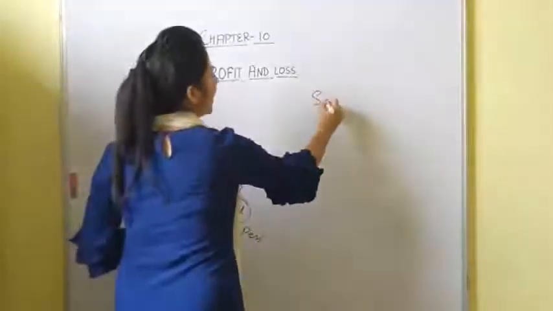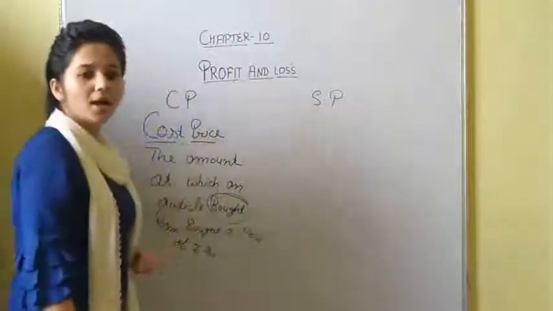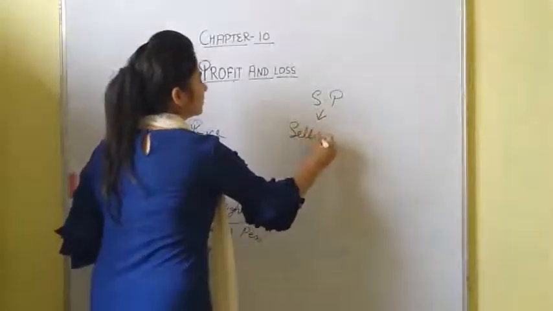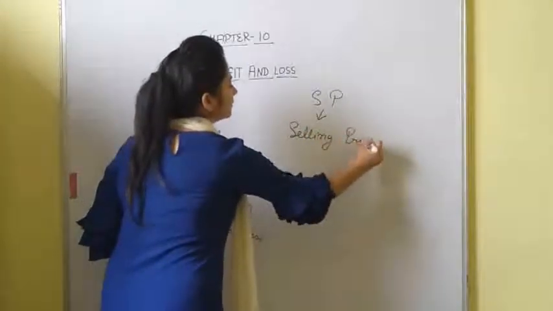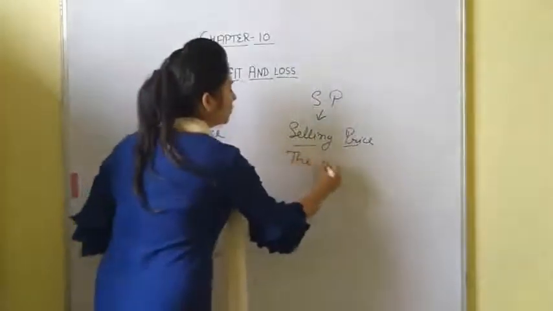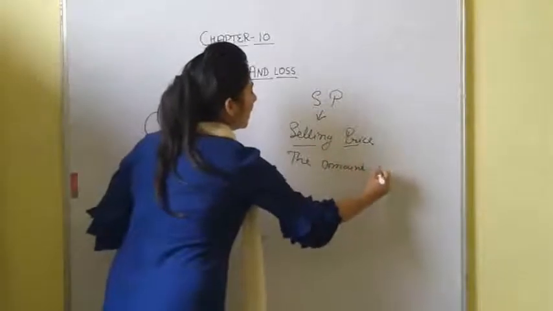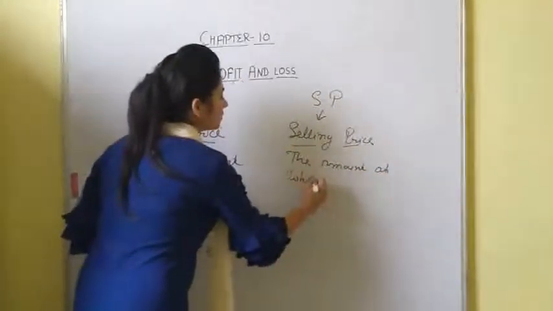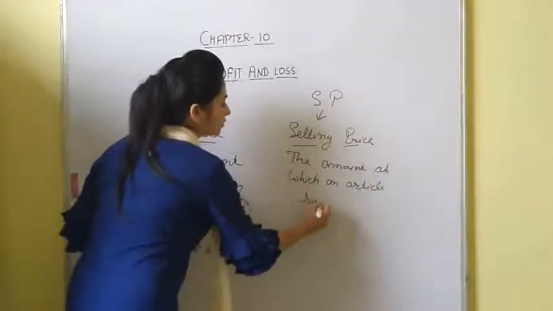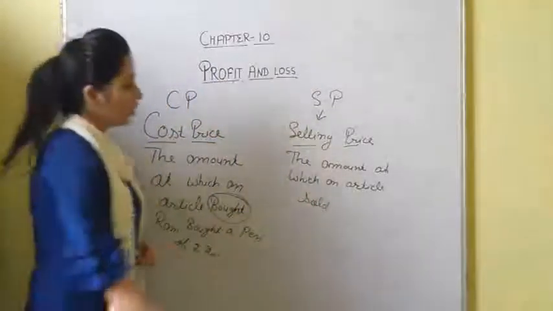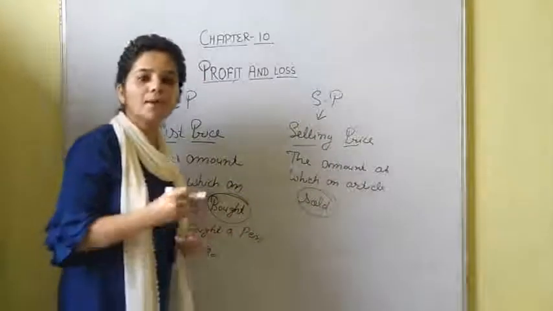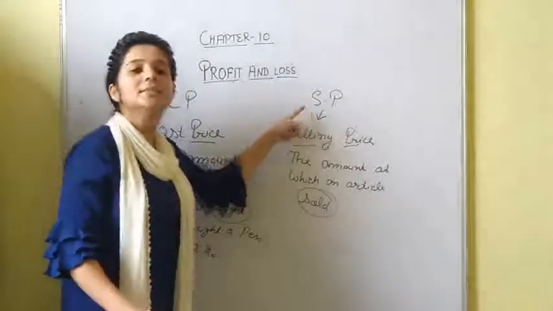Second one is SP. SP stands for selling price. The amount at which an article is sold. Sold means किसी भी चीज को बेचने से जो हमें क्या मिल रही है, कुछ रुपीस मिल रहे हैं, that is called the selling price.